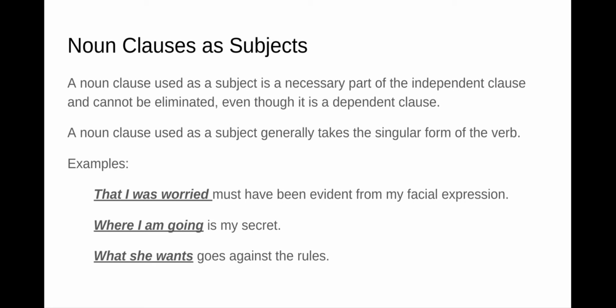Second example, where I am going is my secret. What is my secret? Well, where I am going is my secret. Therefore, where I am going is the noun clause acting as the subject of that sentence. The third example, what she wants goes against the rules. What goes against the rules? Well, what she wants goes against the rules. So what she wants is the noun clause acting as the subject of the sentence.